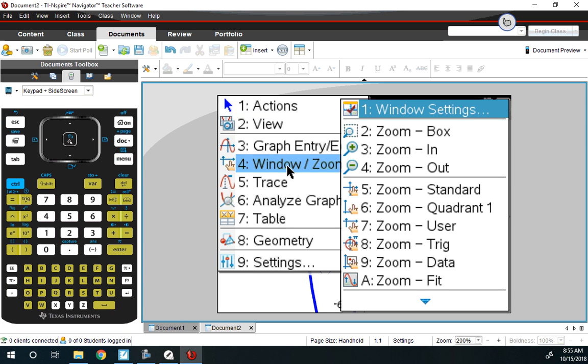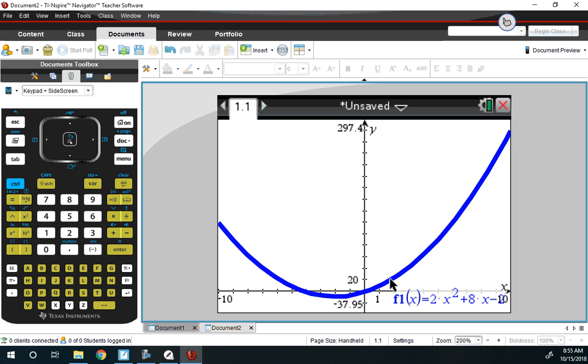Window. Now, there's some pre-made windows. Some people like zooming in, some people like zooming out. If I'm being perfectly honest with you, I like option A. Do you see the one that says Zoom Fit? I like that one. I'm going to go ahead and click on that, Zoom Fit. And it should show me my vertex. Hey, there it is.